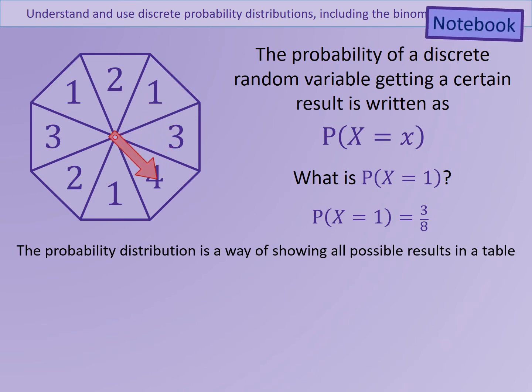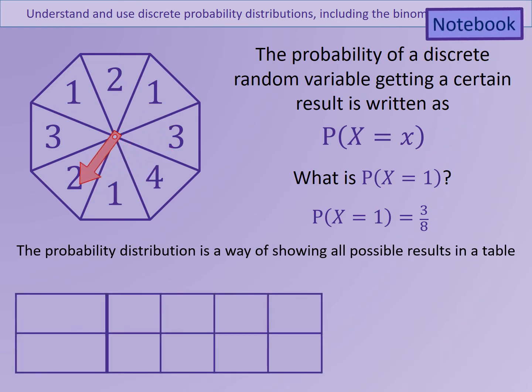So if you imagine you're spinning this spinner, and that spinner could land on the number 1, 2, 3 or 4. So we have an event where the spinner is spun, and then we have an outcome with whatever it lands on. So the question here is, what is the probability of the spinner landing on the number 1? Well, there are 3 number 1s, so the probability is 3/8.